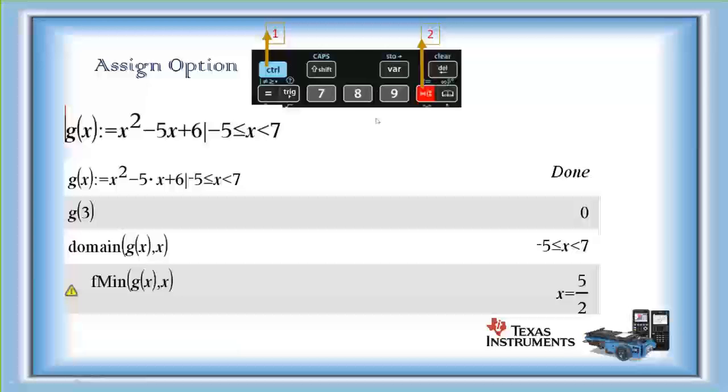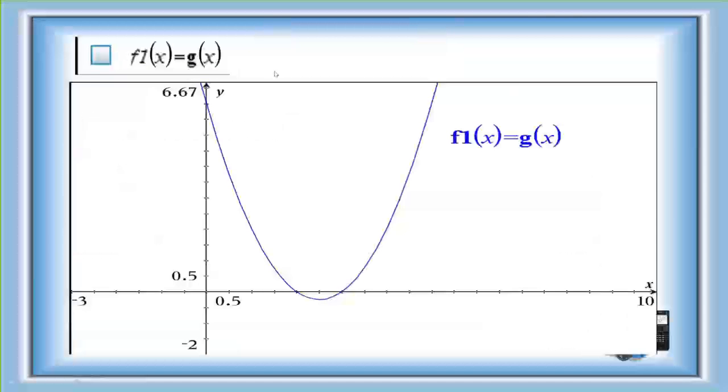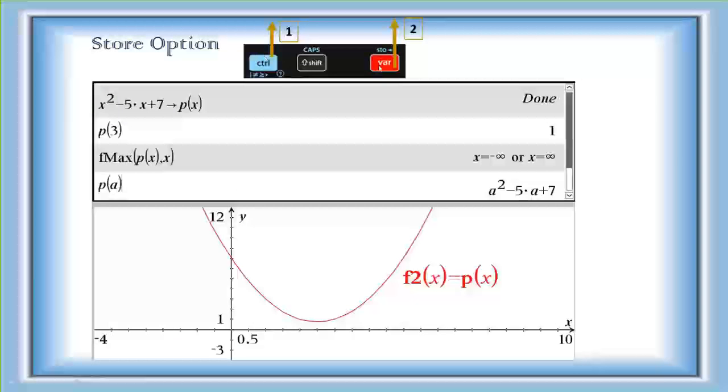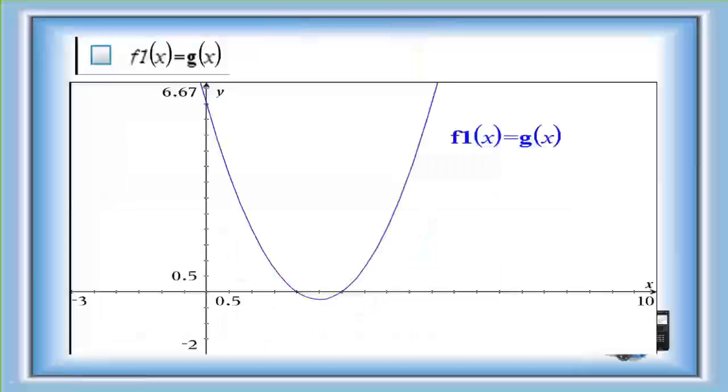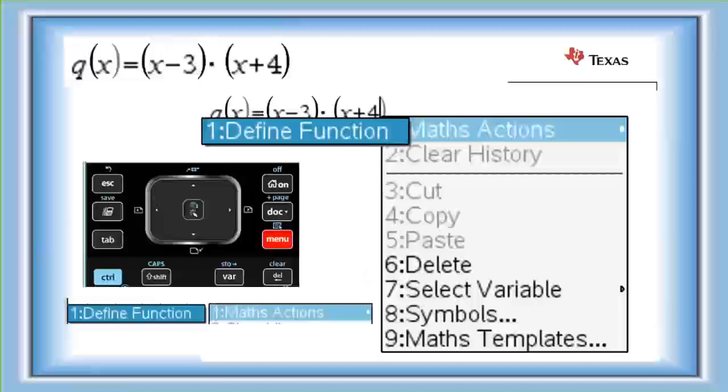And then the last option that I'm going to show you is the store option, which is here. So control and the variable key. And on top of that, you'll see store. So control and variable will actually store it. And that's what I've done. So I've stored x squared minus 5x plus 7. That's the store symbol. And I've stored it as a function p of x. And exactly what I did in the previous screen. So a few different ways of storing a function. And I have grabbed it over there.